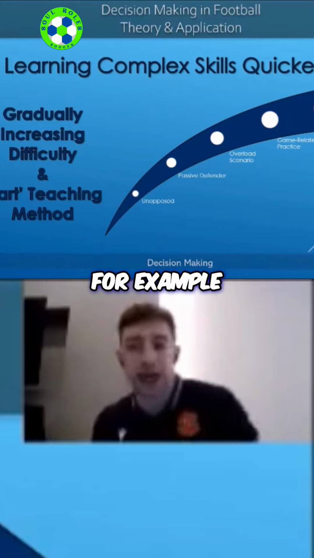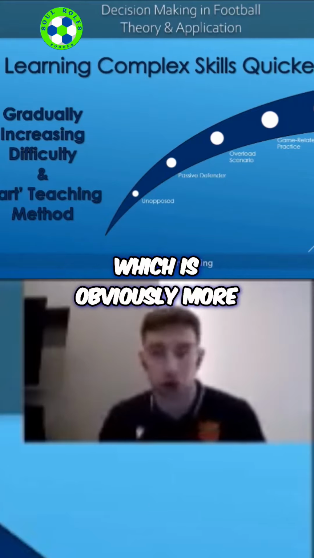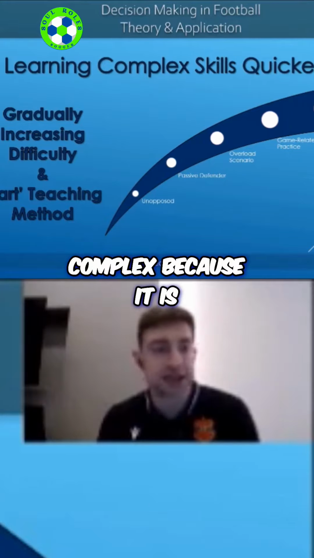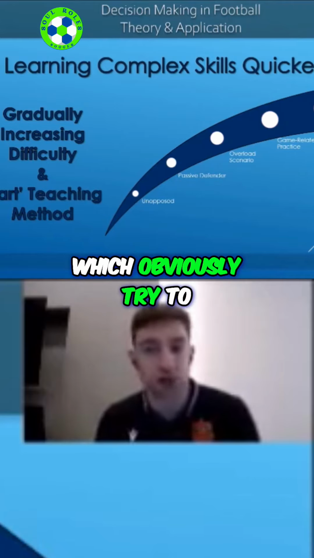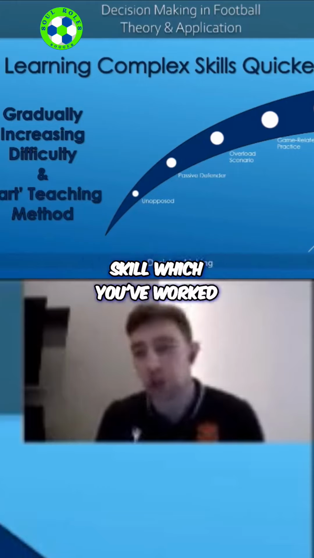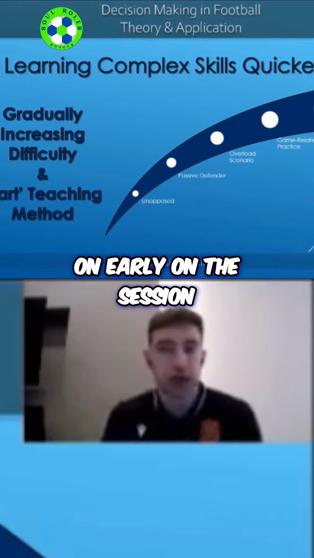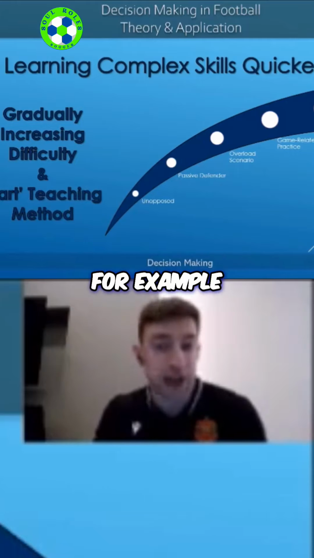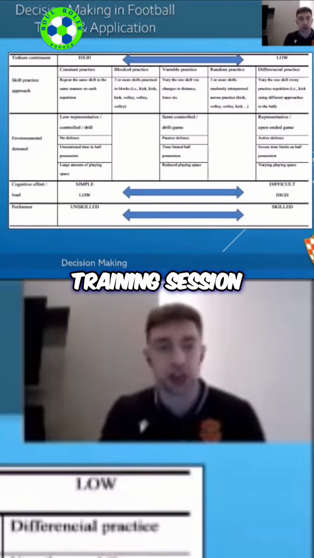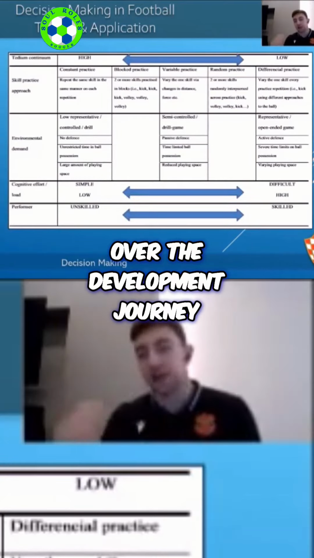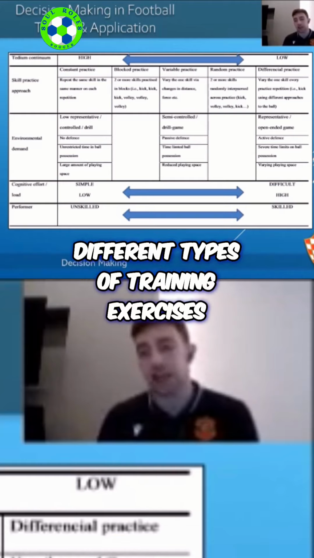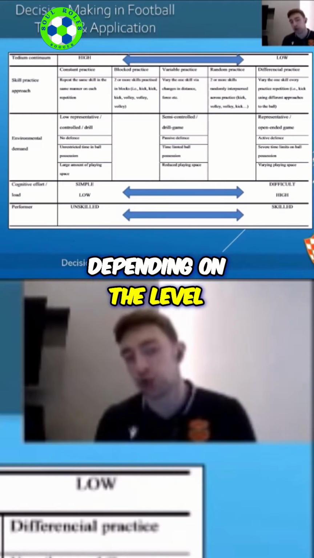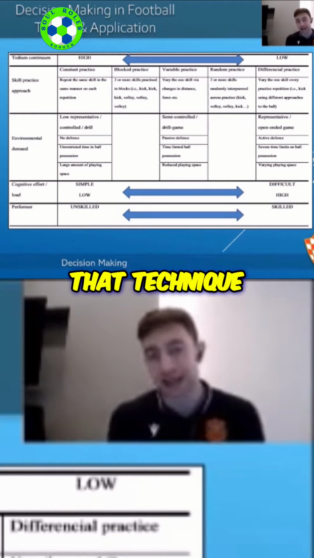And then you could go, for example, to a condition game, which is obviously more complex because it is a bigger-sided competitive game. However, you put in conditions which try to bring out the technical skill which you've worked on early in the session. So in this way, you can build up a training session step by step. However, over the development journey of the player, you can also go step by step through different types of training exercises depending on the level of the player and that technique.